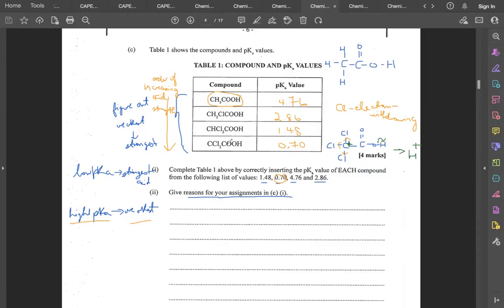Yes, miss. Okay, so we've kind of just answered part 2 in part 1, all in one. So the reasons for assignment, can anybody recap? The reasons for assignment is what? How was I able to rank them the way that I did? Anybody want to recap or tell me their understanding? Increasing the number of chlorine and electron withdrawing on the atom. Mm-hmm.